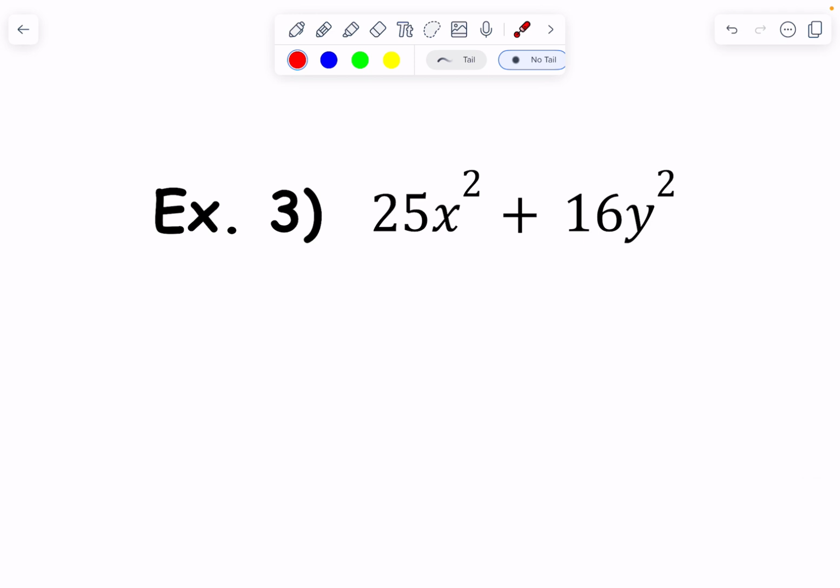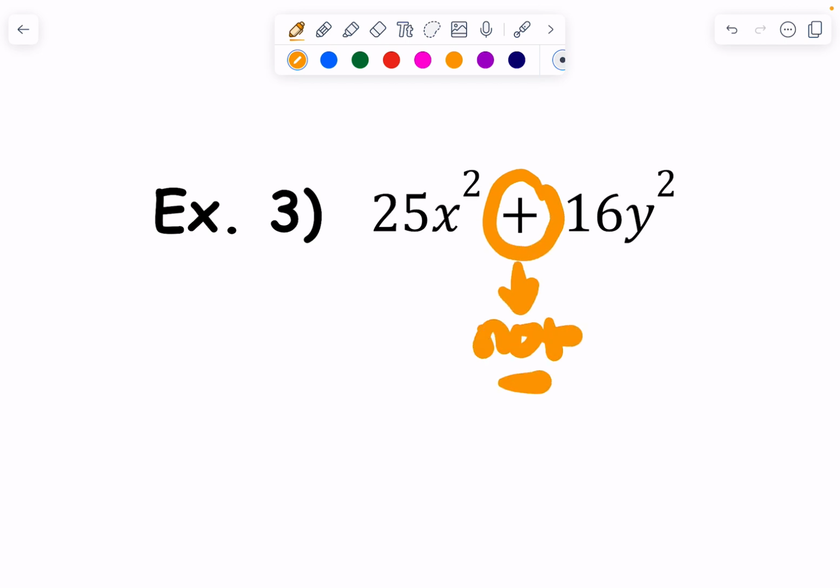Okay, all right, we have another one. So first we're going to look for greatest common factor. This is made by 5x times 5x, and this is made by 4y times 4y. Well, basically there's no 5, right? And there's no x. And so we don't have that. And even though we can see that we do have perfect squares, this is not the difference.